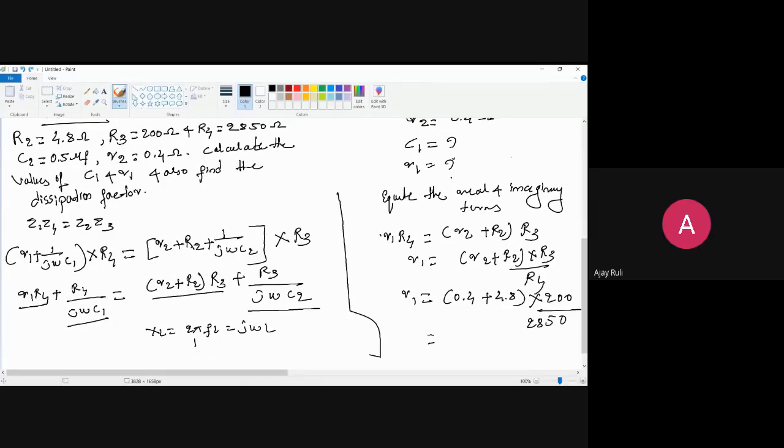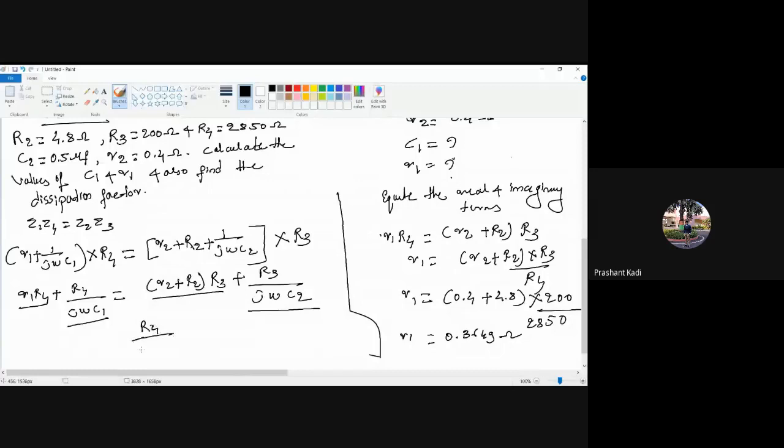What is the value of R1? Anyone calculated? 0.365 ohm, sir. That's correct, 0.3649 ohm. So similarly equate the imaginary term. The capacitor value C1 equals 7.12 microfarad. Yes, correct. Exactly. Good.